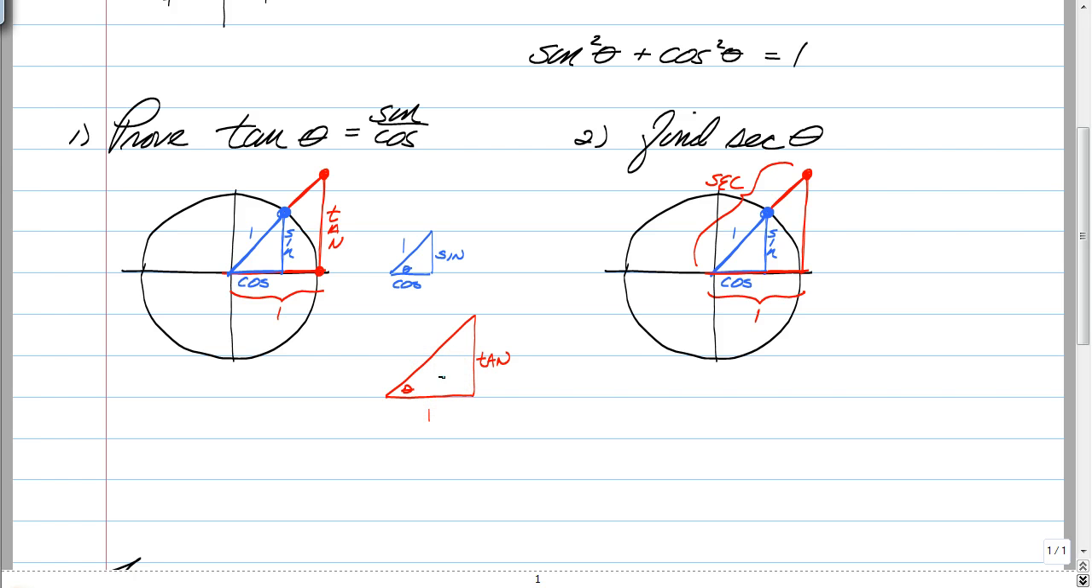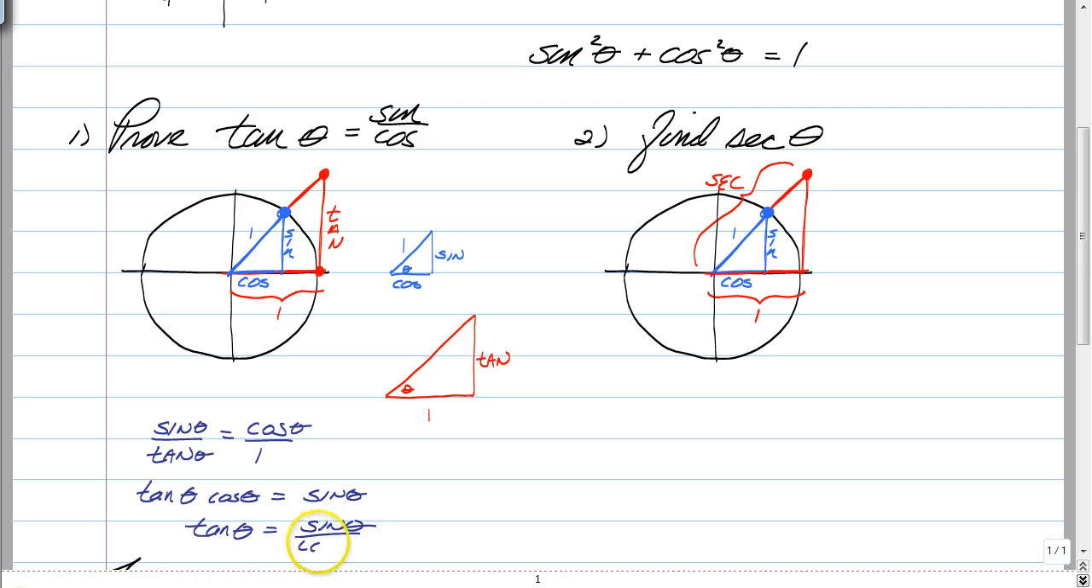Using similar triangles from back in the day, all you have to do is set up the ratio. So we know that using similar triangles, we have sine over tangent is equal to cosine over 1. And of course these are all thetas, so we can just cross multiply, and that's going to give us tangent of theta times the cosine of theta is equal to the sine of theta. Get tangent by itself and you end up with the tangent of theta is equal to the sine of theta divided by the cosine of theta. Done. Proven. Now you can see for sure that's the way it goes.